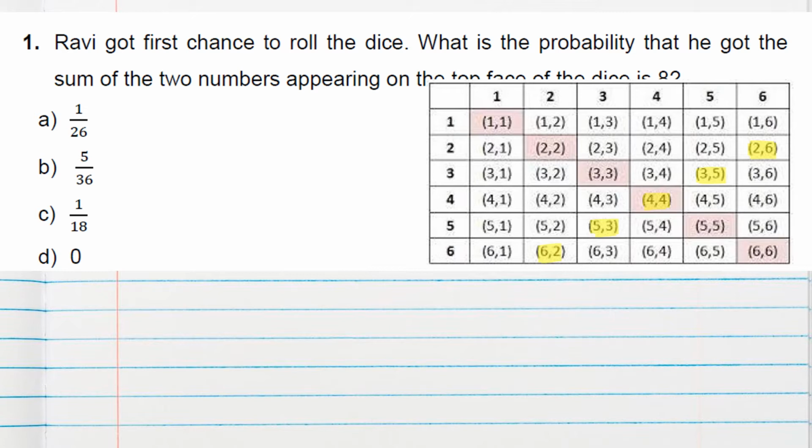Other than those, if you select different numbers, you cannot get a sum of 8. And 6,3 will give 9; 5,4 and 4,5 also. So only these 5 outcomes. Okay. And the total number of outcomes we know is 36. So the probability is 5 by 36.